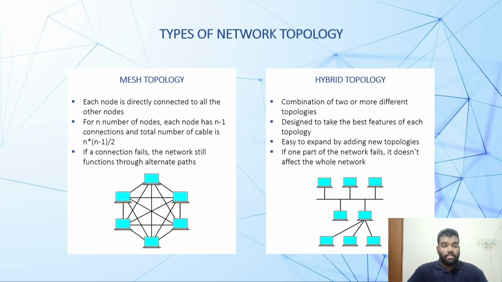Hybrid topology. Hybrid topology is the combination of two or more different topologies, and it is designed to take the best features of each topology. Hybrid topology is easy to expand by adding new topologies whenever one wants. If one part of the network fails, it doesn't affect the whole network.